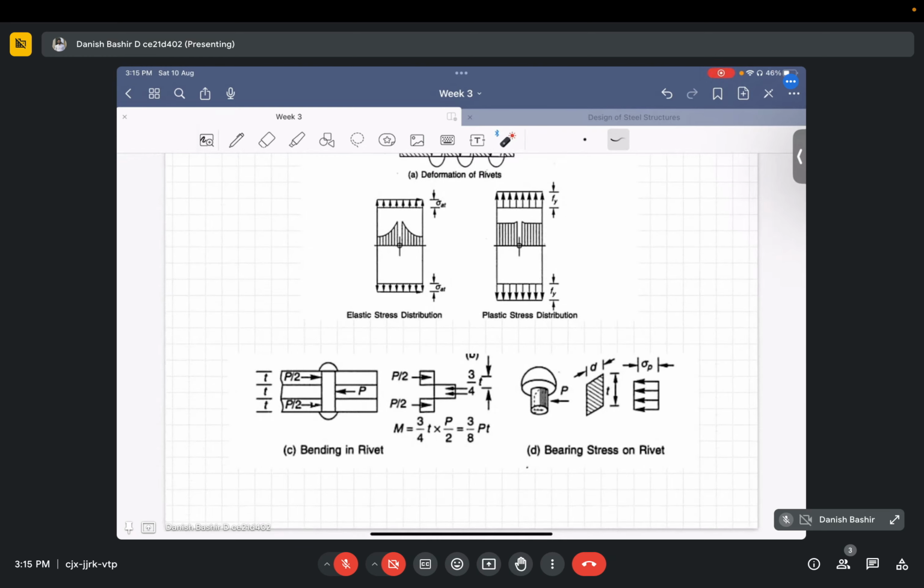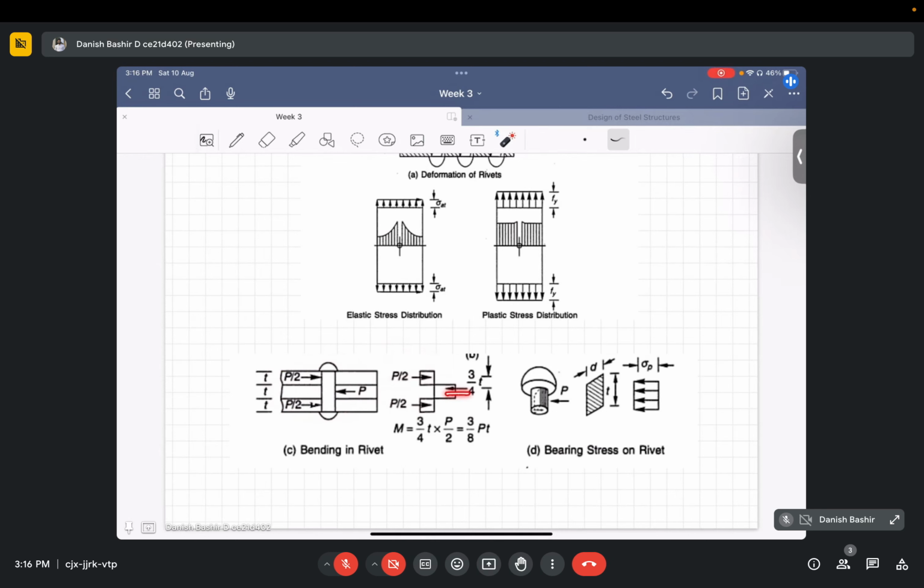And one more thing is bending in rivets. If you see this joint, like one plate from this side, one plate from this side, and one plate from this side, P acts in this direction. So for reaction P by 2 acts in this direction. So if you consider this region here, that is shown here, P by 2 is acting along this, P by 2 is acting along this.